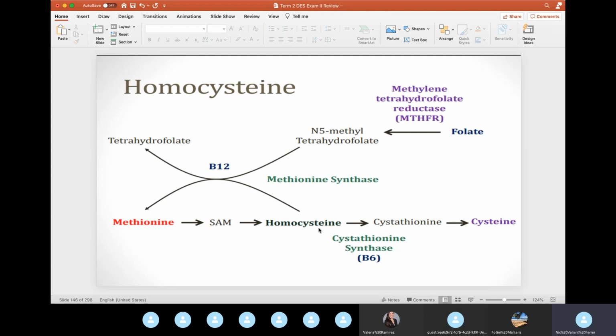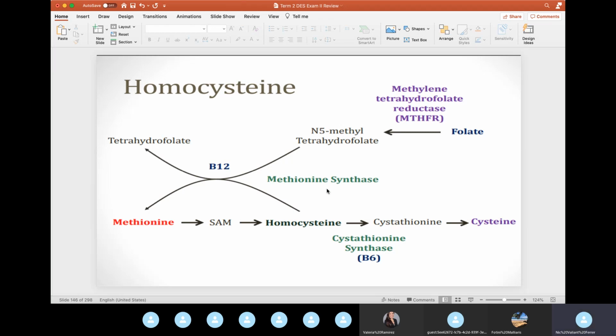Homocysteine. So homocysteine can be converted to methionine via methionine synthase. So you need B12 for that one, vitamin B12. Or homocysteine can be converted to cystathionine via cystathionine synthase, where you need B6, pyridoxine, as a cofactor, to be converted to cysteine.